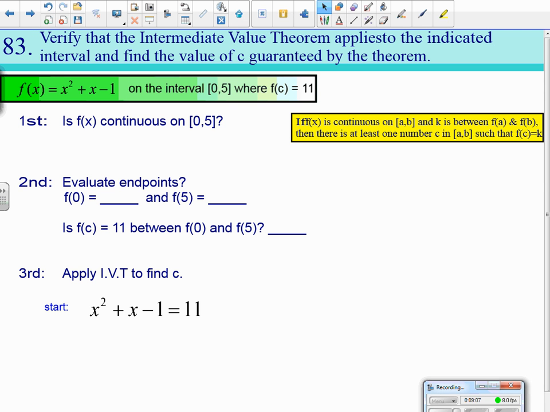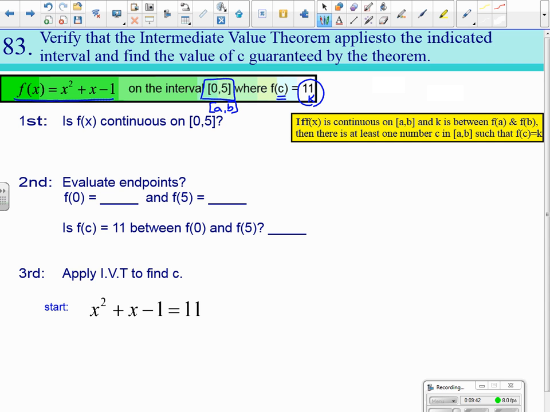Okay, let's try this and do a problem on it. Verify that the intermediate value theorem applies to the indicated interval and find the value of c guaranteed by the theorem. Here is our function. It looks like a quadratic function. And we are going to be concentrating on the closed interval from 0 to 5. This is like our closed interval from a to b in the theorem, where f of c equals 11. So I need to find some c value that comes out with a value of 11. This is my k value that I'm after.